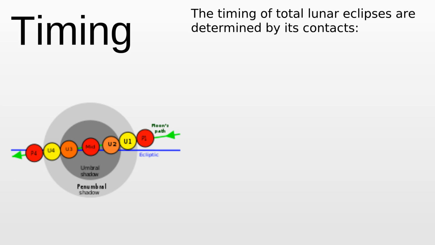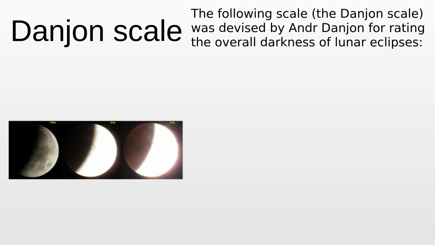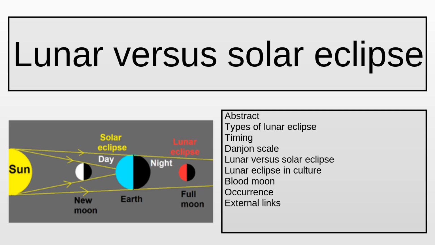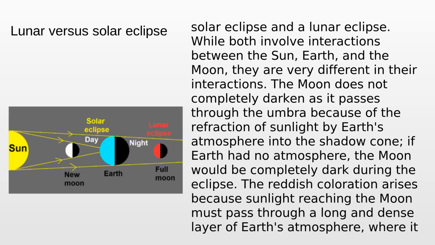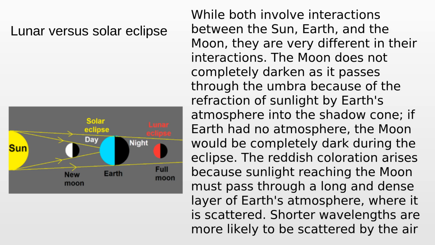The timing of total lunar eclipses is determined by its contacts. Danjon scale. The following scale, the Danjon scale, was devised by Danjon for rating the overall darkness of lunar eclipses. Lunar versus solar eclipse. There is often confusion between a solar eclipse and a lunar eclipse. While both involve interactions between the Sun, Earth, and the Moon, they are very different in their interactions.